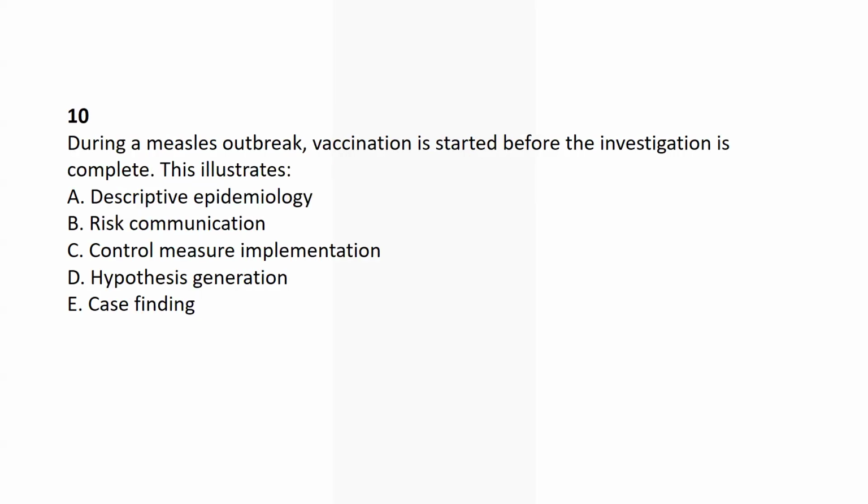Question number 10: during a measles outbreak, vaccination is started before the investigation is complete. This illustrates option A, descriptive epidemiology, B, risk communication, C, control measure implementation, D, hypothesis generation, and E, case finding. C. Yes, C is the right answer.